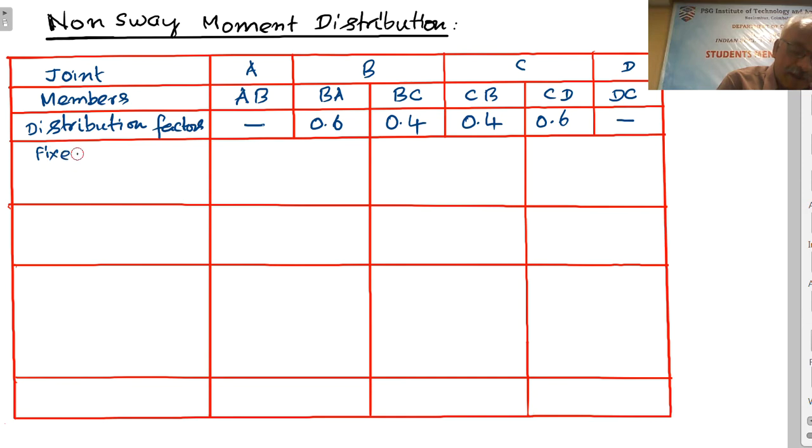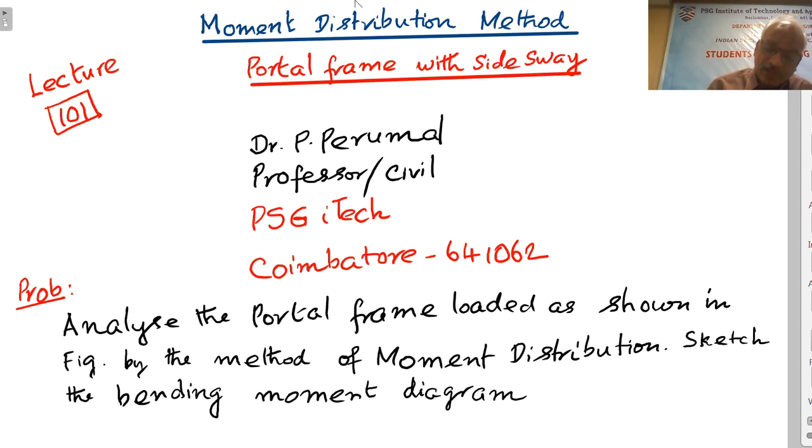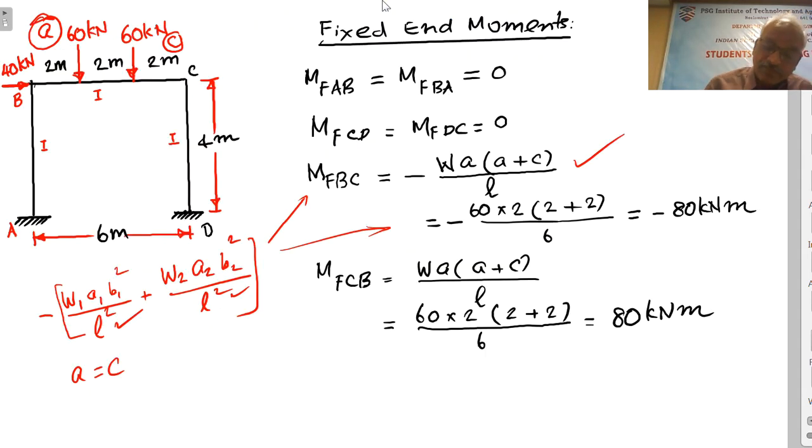Fixed end moments. So AB there is no loading, therefore AB fixed end moment is 0, BA also 0, CD it is 0, DC also it is 0. Now here the fixed end moment M of BC is minus 80, M of CB is plus 80.